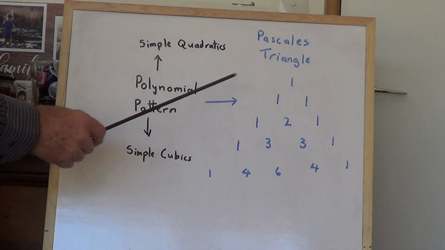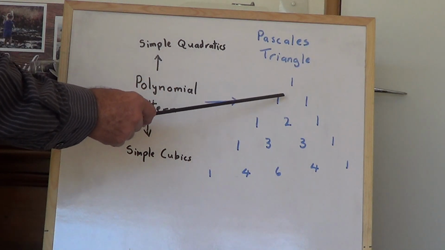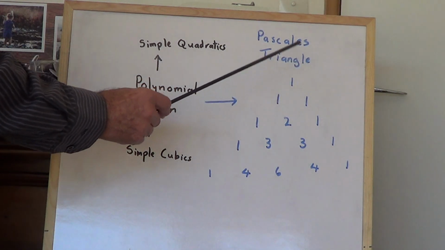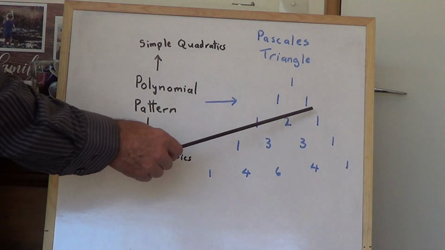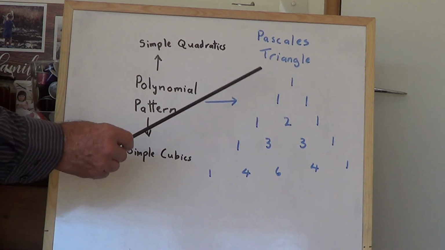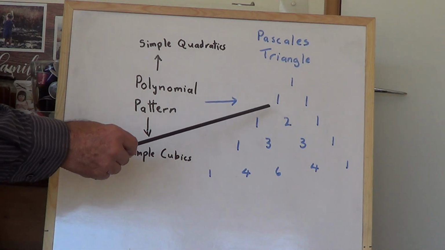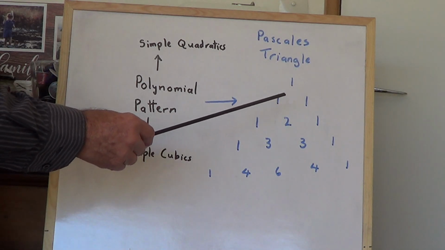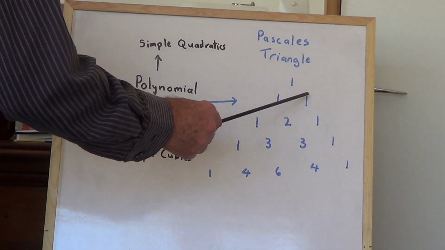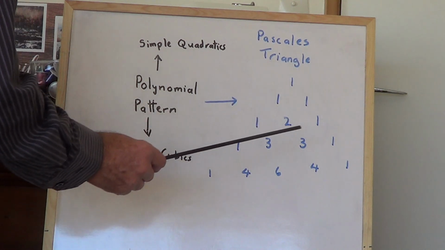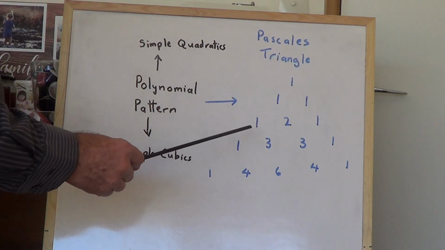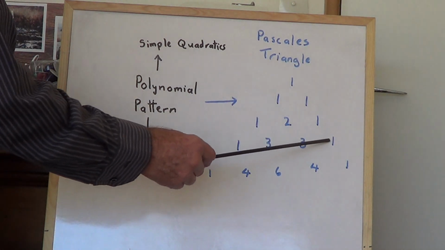Here's Pascal's triangle. The first row is 1, the second row is 1 and 1. The third row is 1, 2, 1. Now look at the pattern. This is the pattern. Let's have a look again. 1 and 1 make 2. There. The next one, it's 1, 3, 3, 1.